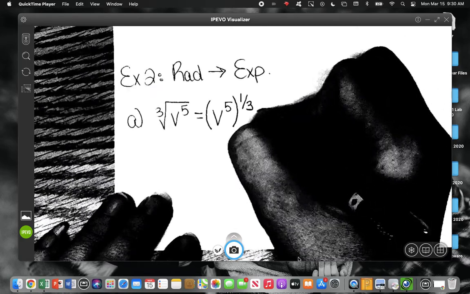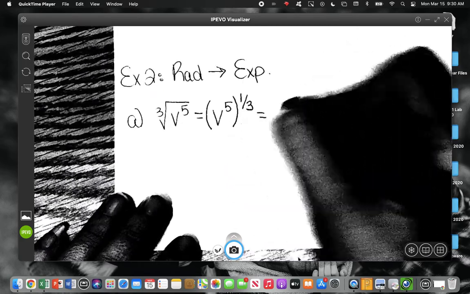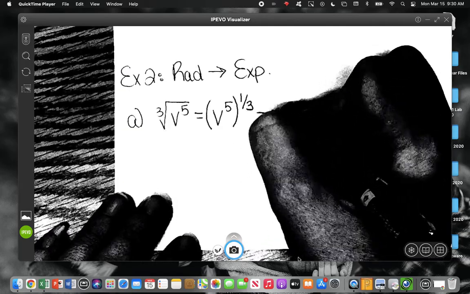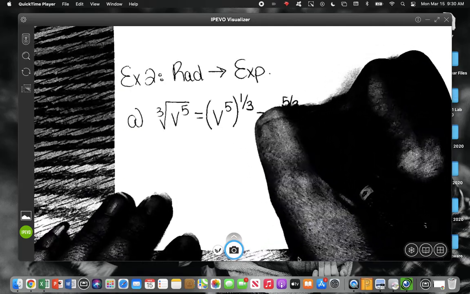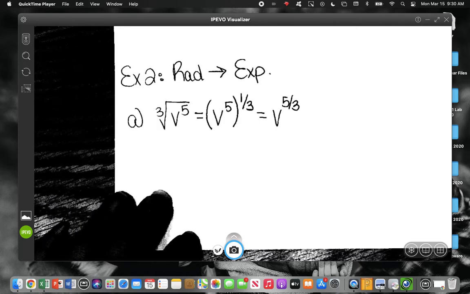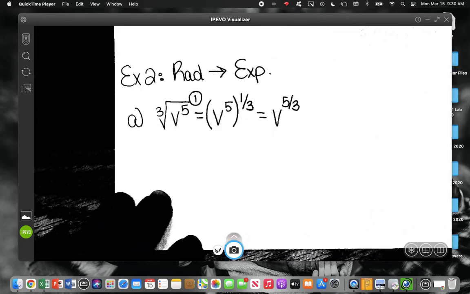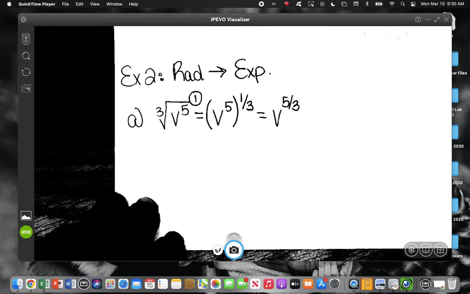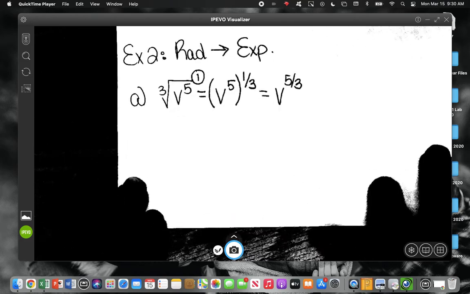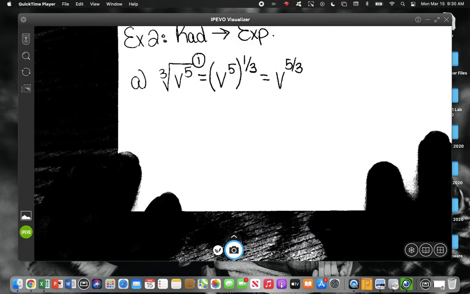And if you want to take 5 times 1/3, because you do multiply powers when they're like that, you can also write it like that. Those two are equivalent. So v to the 5th is what's inside the parentheses, and then we take it to the 1/3 power because that 1 is there, we just never write it. To the 1/3, in which 5 times 1/3 is 5/3.